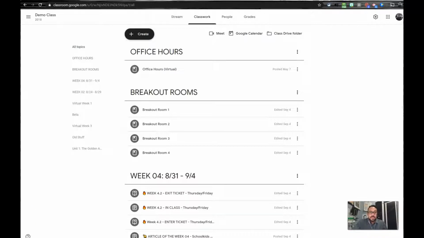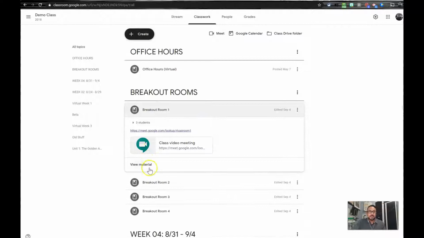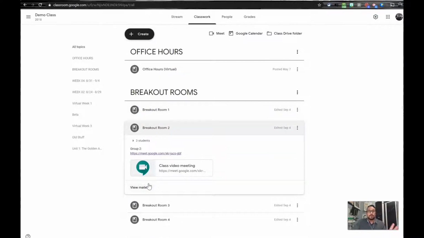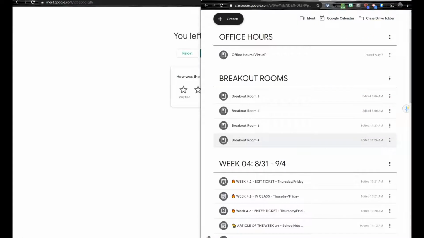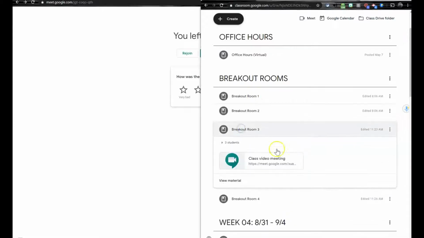What your students see is only the breakout rooms to which they were assigned. But from here, I can access each breakout room from one place. I could also go to a document where I have everything listed. So I have my students and the room they're supposed to be in and follow that link to their room. All right. So I'm gonna go to breakout room 3.